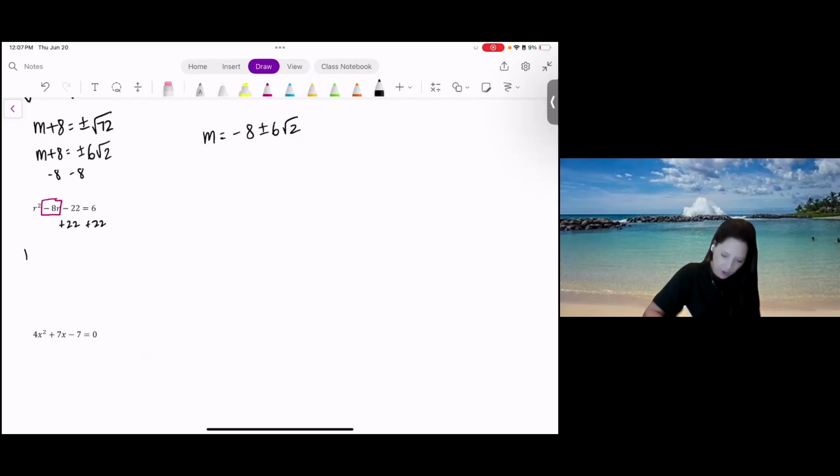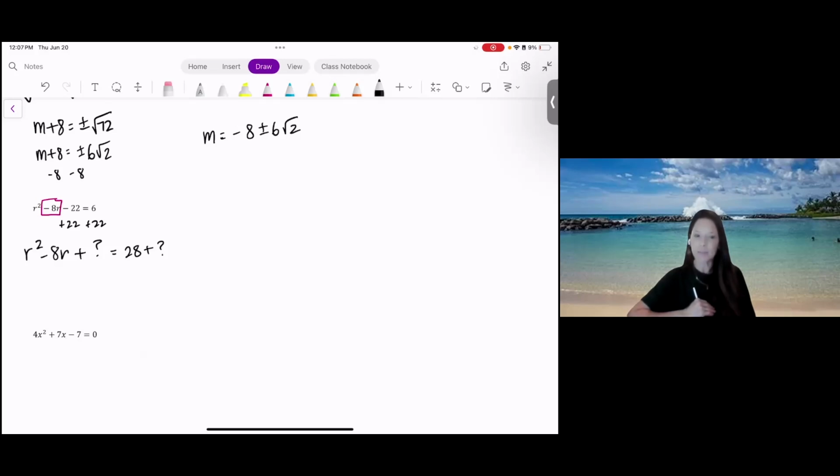And I'm going to have r squared minus 8r plus some value is going to give me 28 plus some value. I'm looking for that value that's going to make a perfect square on the left-hand side, the perfect square trinomial. How I do this is I take half of b. Half of -8 is -4. And then I square it. -4 times -4 is positive 16. That means this question mark is going to become positive 16.